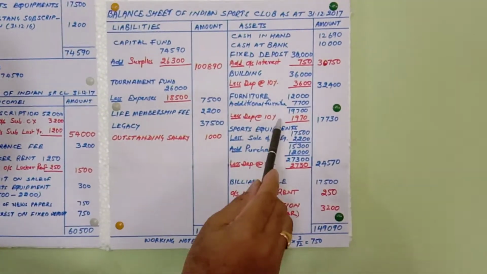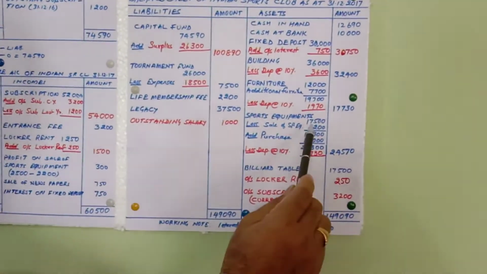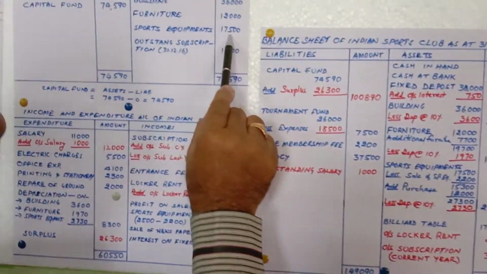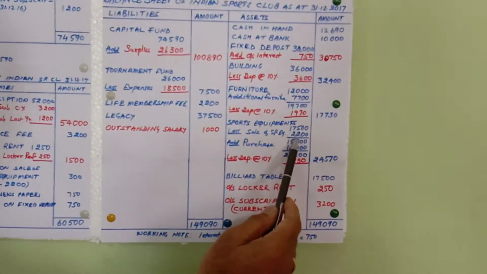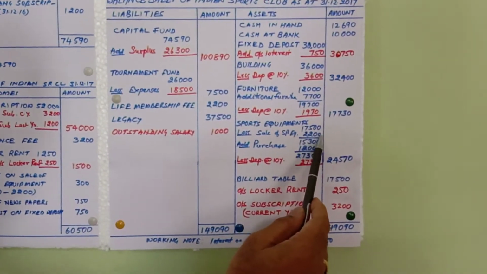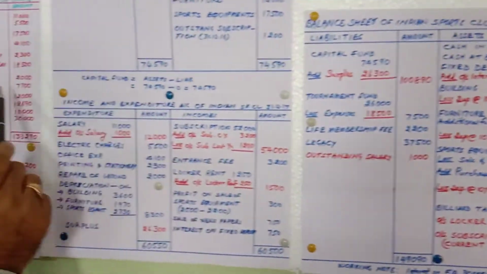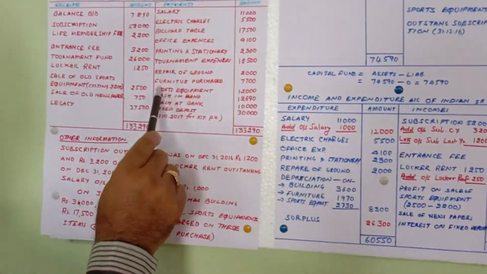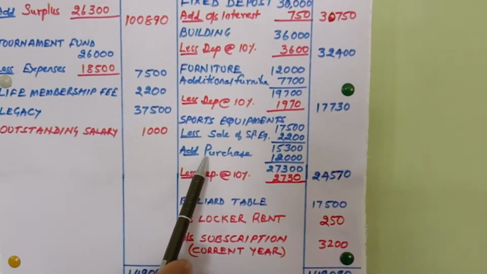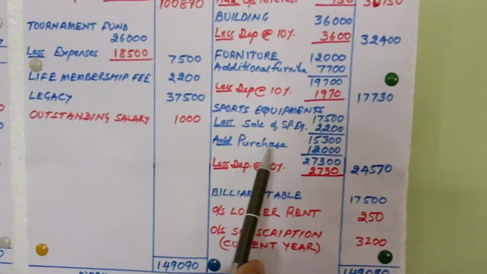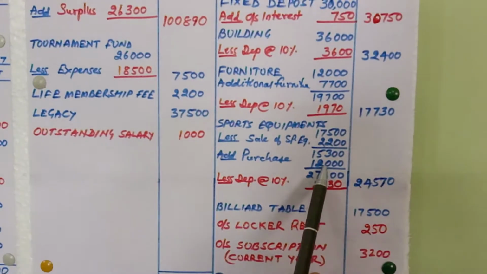Then the total furniture became 19,700. Then coming to sports equipment, I have taken from the previous balance sheet 17,500, whereas there was a sale of sports equipment of 2,200, which I removed. Then the additional purchase made during the year, coming from the receipts and payments account, that is furniture purchase during the year; sports equipment purchase during the year is 12,000 additional.